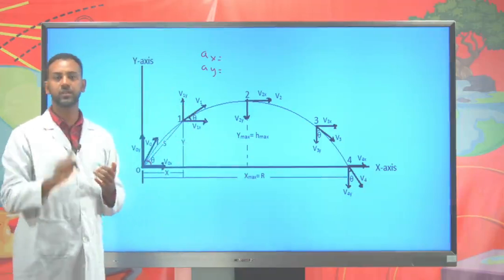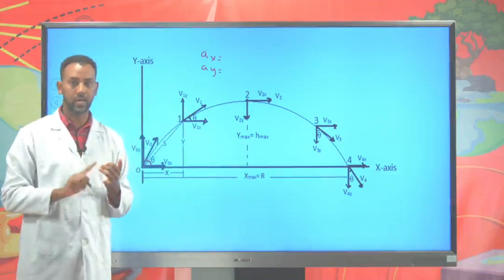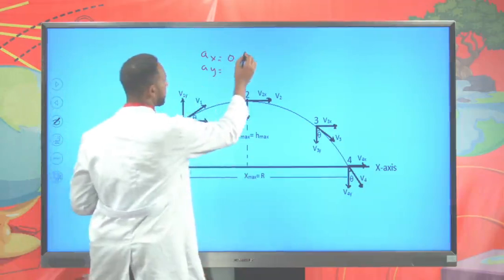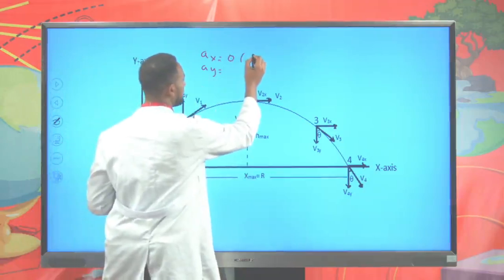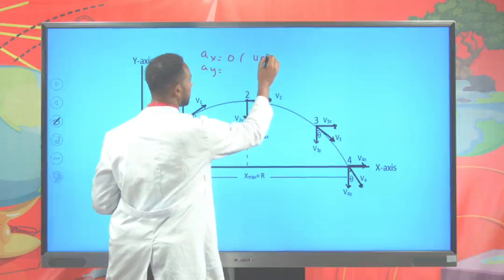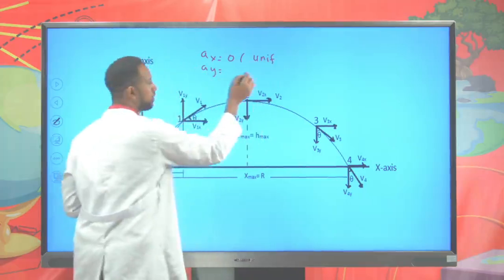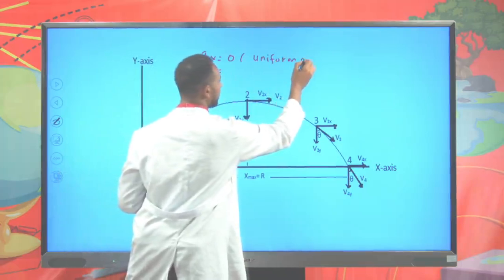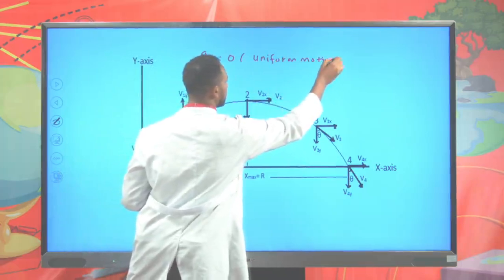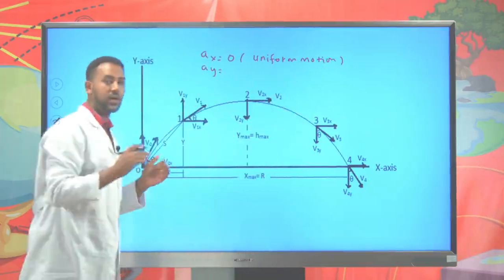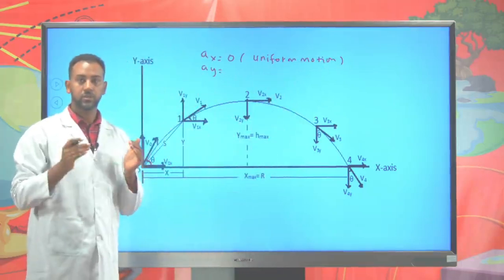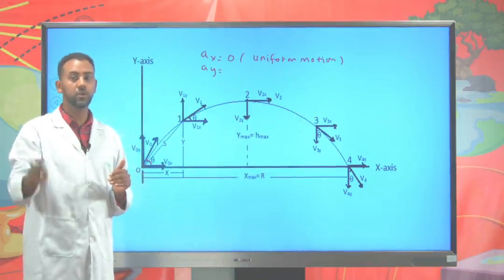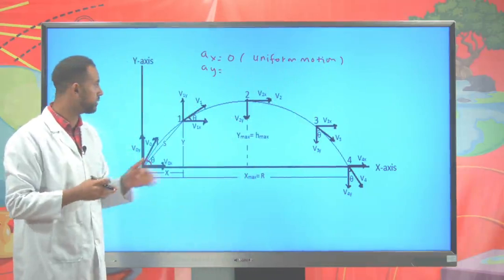And previously we have said that uniform motion has zero acceleration. Therefore, the horizontal component of acceleration is zero, because the horizontal component of projectile motion is uniform motion. Keep this in your mind. If the acceleration is zero, it's a uniform motion. If it is a uniform motion, the velocity remains constant. You have to keep this in your mind.